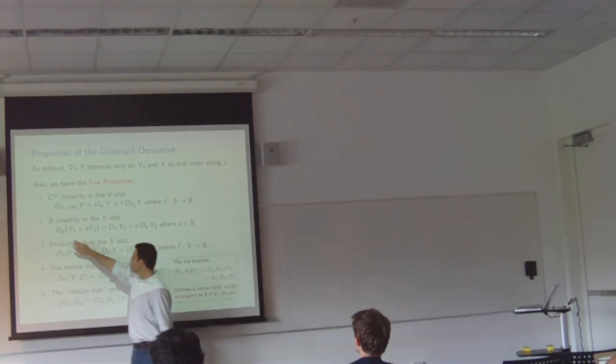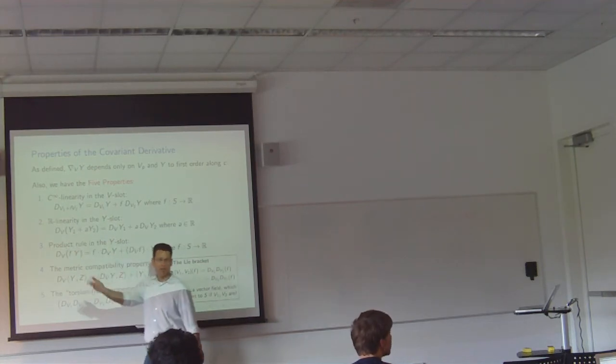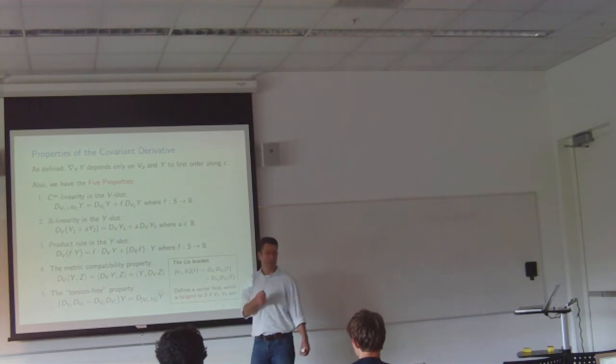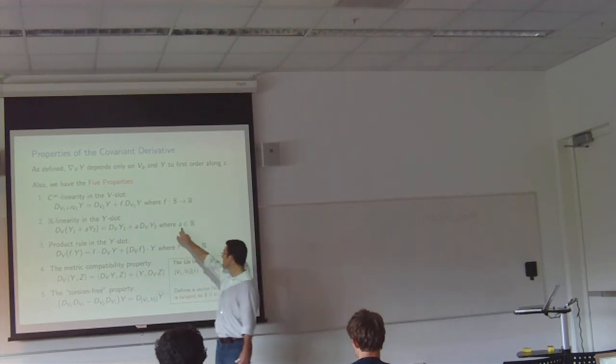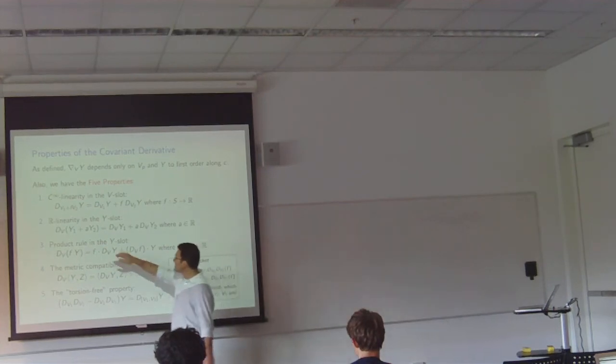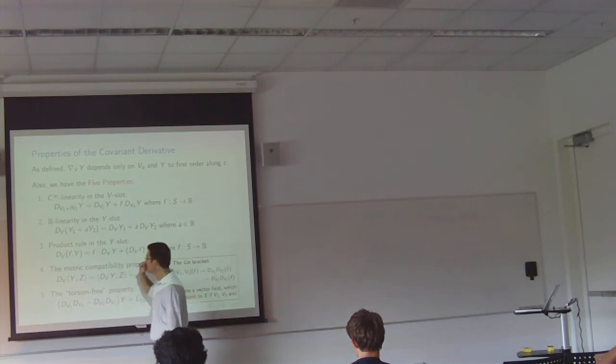So as defined, it's linear in this differentiating slot, because differentiation is a linear operation. You differentiate the sum of two functions with the sum of the derivatives. You differentiate a function times a real number, and it's the real number times the derivative. So you have linearity in this differentiation slot.